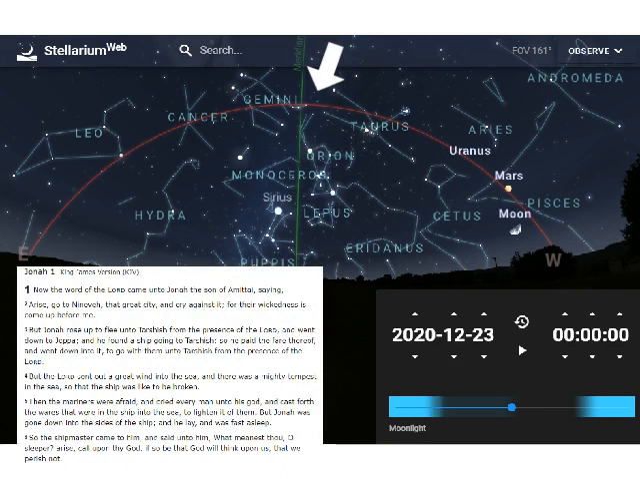So let's start reading the book of Jonah from chapter 1. Now the word of the Lord came unto Jonah the son of Amittai, saying, Arise, go to Nineveh, that great city, and cry against it, for their wickedness has come up before me.